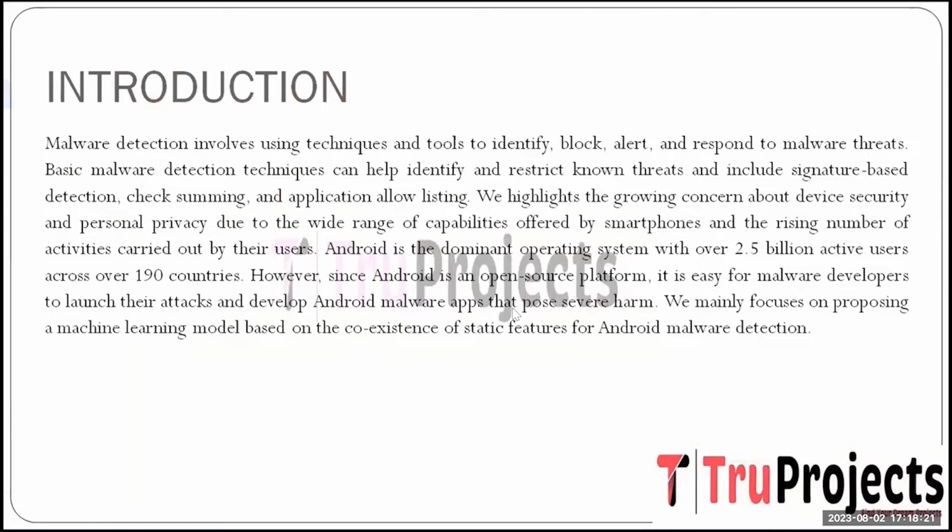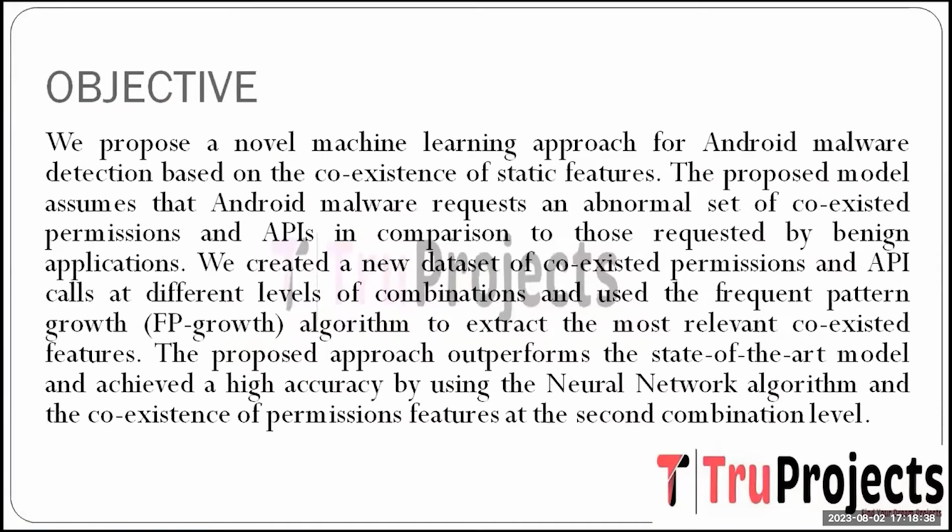Vulnerabilities are exacerbated due to its open source nature. This exposed a fertile ground for malicious actors to perpetrate attacks and fashion Android malware apps bearing grave implications. We introduce an innovative learning strategy to effectively detect Android malware centered around the synergy of static features. Our approach posits that Android malware exhibits an aberrant co-occurrence of permissions and APIs, distinguishing itself from the benign through the curation of an original dataset that encompasses various levels of combined permission and API calls.